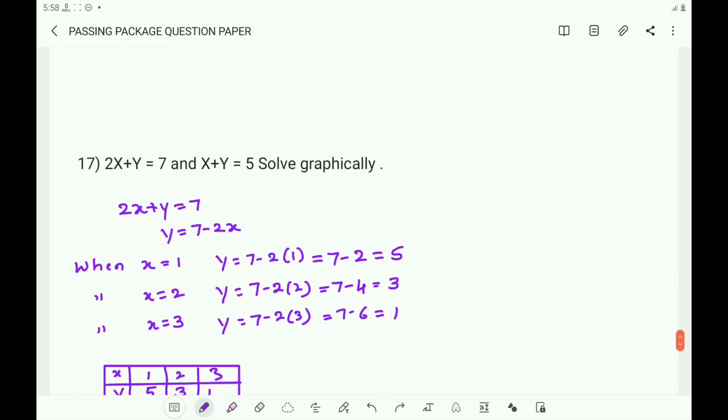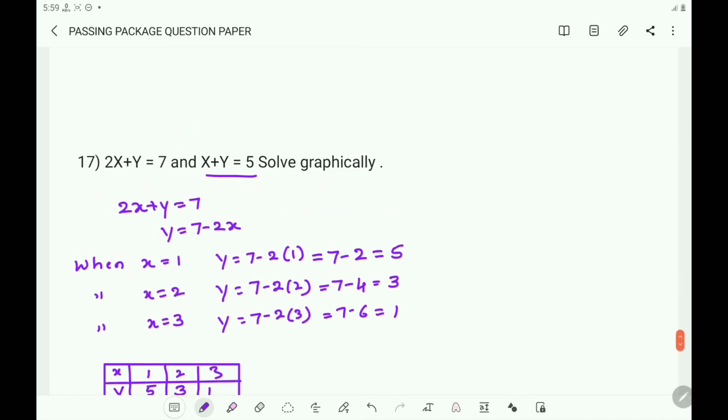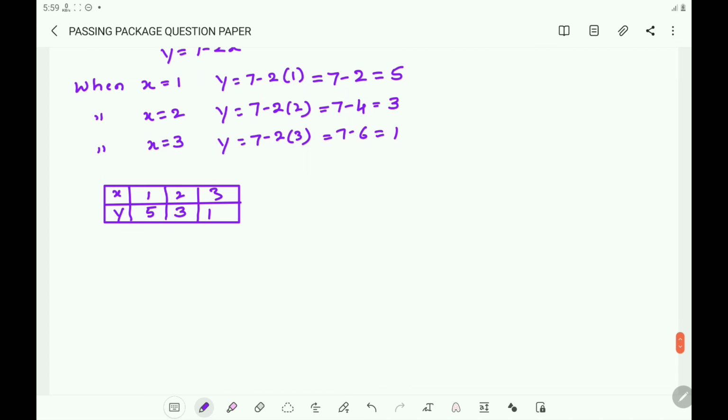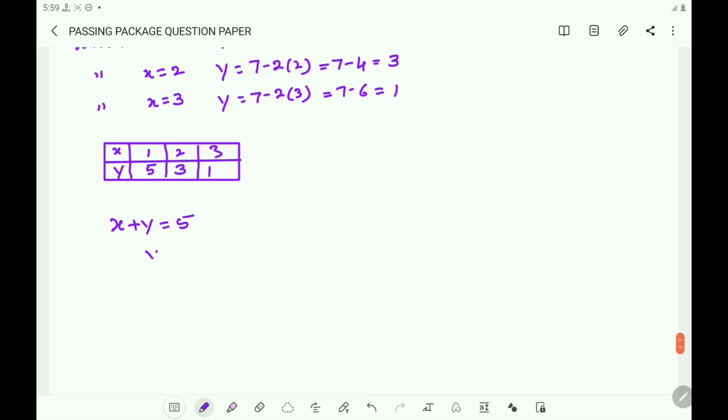Next you take the second linear equation, that is x plus y equals 5. Again you convert this as y equals 5 minus x. Then you take the values for x and get the values of y. When x equals 1, y equals 5 minus 1, because the x value is 1. 5 minus 1 equals 4.